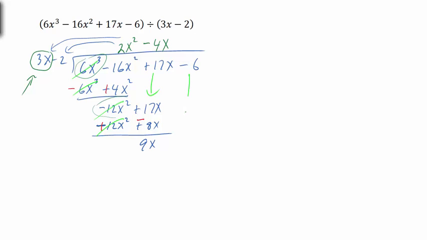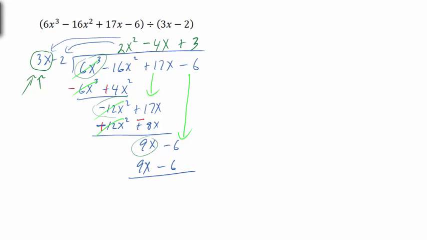And once again, we bring down the next term, which is a negative 6, and we do the whole process again. What do we multiply the 3x by to get the 9x? And that is simply a positive 3. So 3 times 3x is 9x, and 3 times a negative 2 is a negative 6.